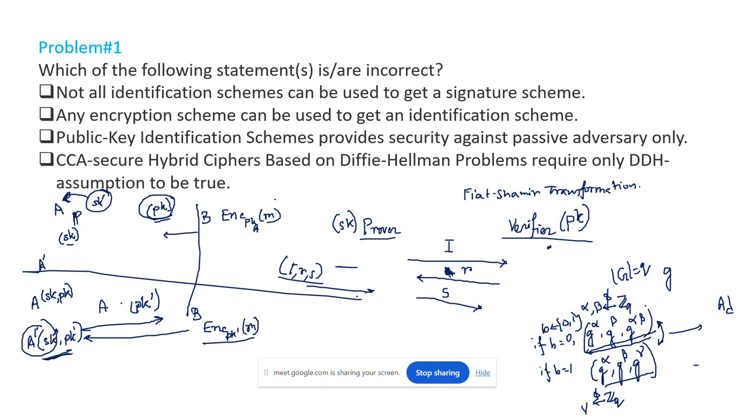And for a CCA secure hybrid cipher, as you know, we need a CCA secure key exchange mechanism and a CCA secure symmetric key encryption scheme, or private key encryption scheme. So this statement particularly is wrong, because for a CCA secure key exchange mechanism, as we had seen when talking about discrete log hard groups, the gap CDH assumption needs to hold in that particular group so that the key exchange mechanism is CCA secure.